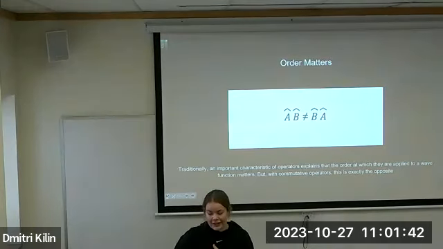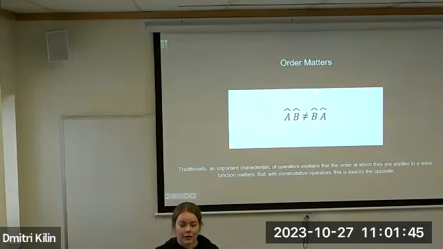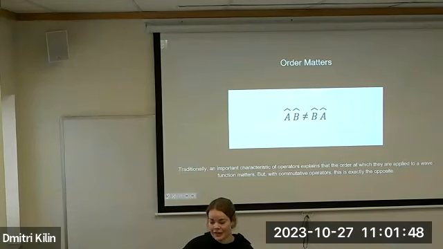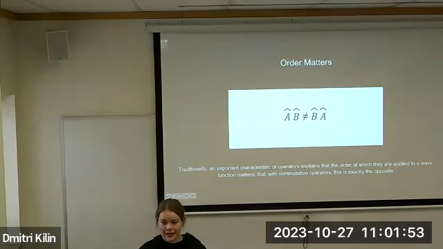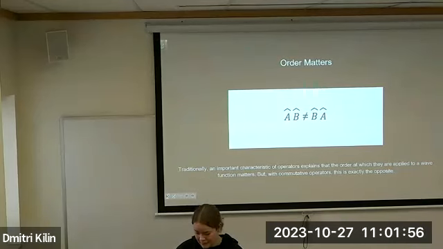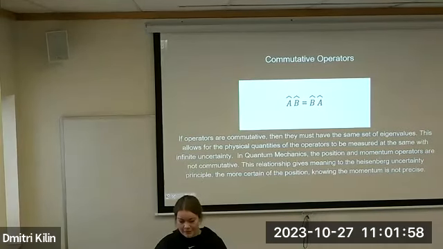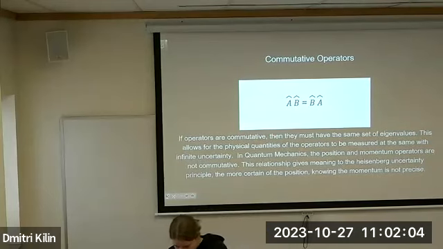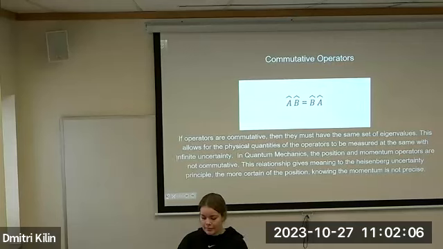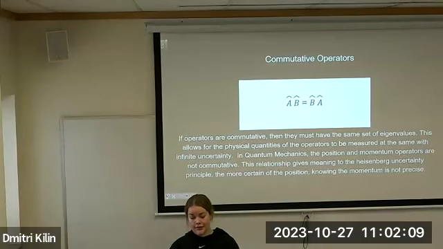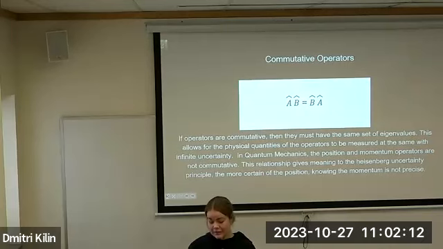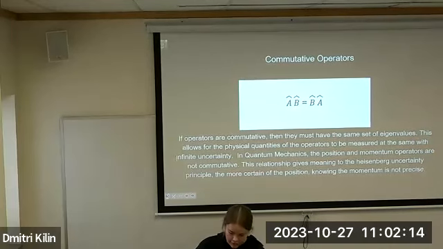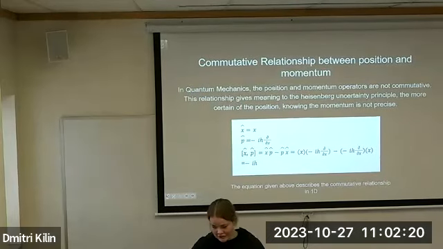Traditionally, an important characteristic of operators is that the order in which they're applied to the wave function matters. So A applied first and then B applied to the same wave function does not equal B applied first and then A. But if they commute, the order does not matter, so they equal each other. In quantum mechanics, position and momentum operators are not commutative. This relationship gives meaning to the Heisenberg uncertainty principle: the more certain you are of the position, the more uncertain you are about the momentum. That just reiterates that.